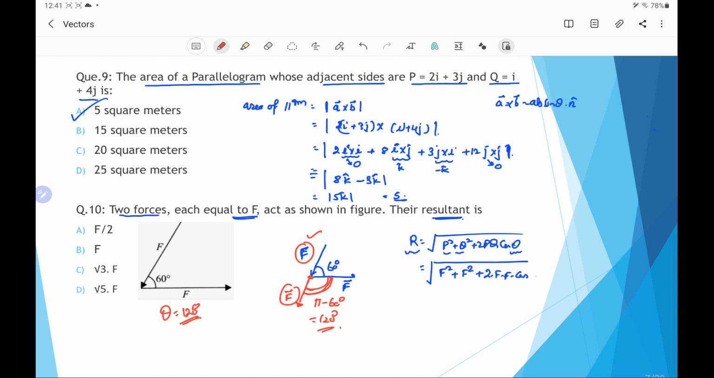Therefore, substituting the value here, it is 120 degree. Cos 120 is having the value minus 1 by 2. Therefore, we can write it is 2F square plus 2F square into minus 1 by 2. This 2 gets cancelled, and 2F square minus F square, that means it is square root of F square, or we can say it is F. Hence the option B is the correct option.